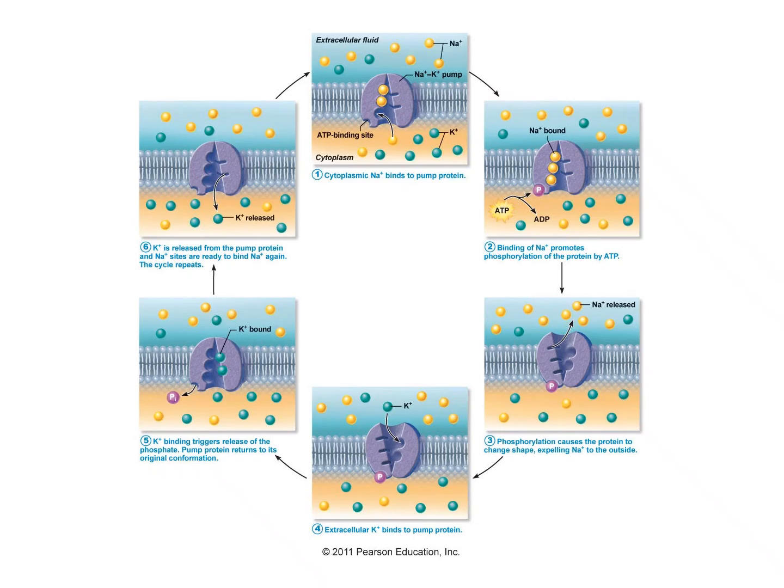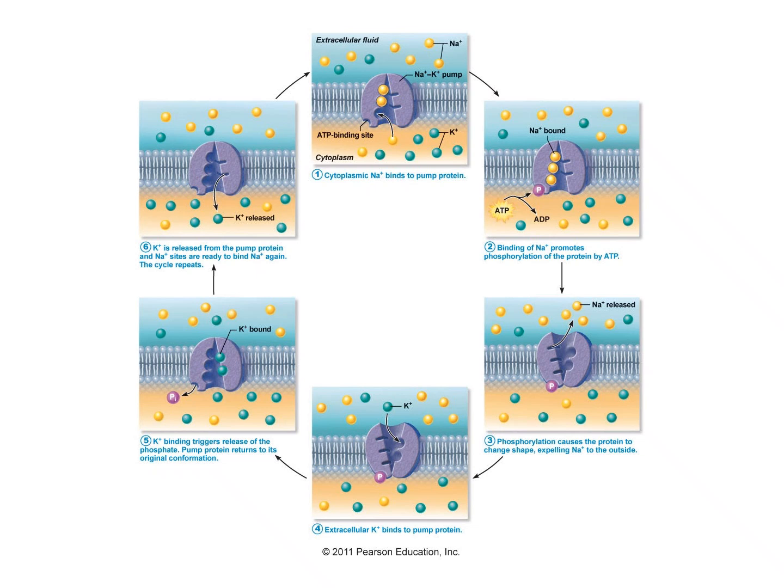To best understand how this pump works, go to Mastering A&P and watch the animations of the pump. You can also refer to the animations in PhysioEx or iPhysiology. The diagram above shows each step in sequence. Notice that there are more sodium ions (yellow) outside the cell than inside, and that there are more potassium ions (green) inside the cell than outside.